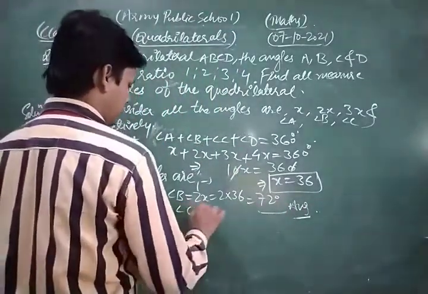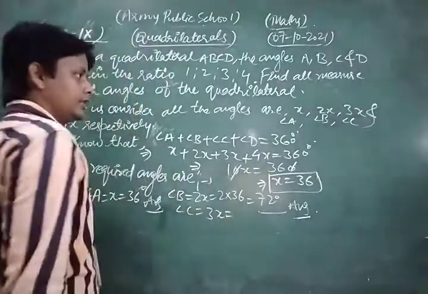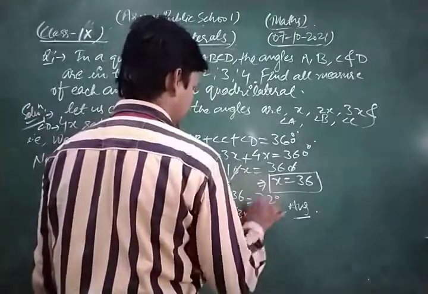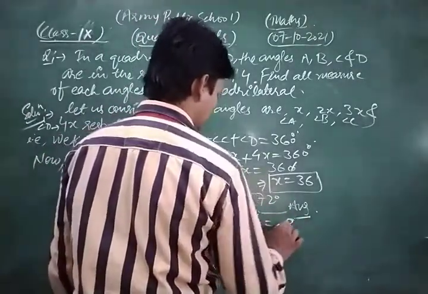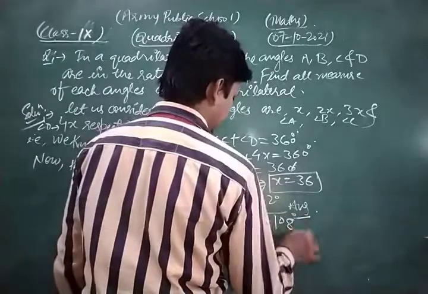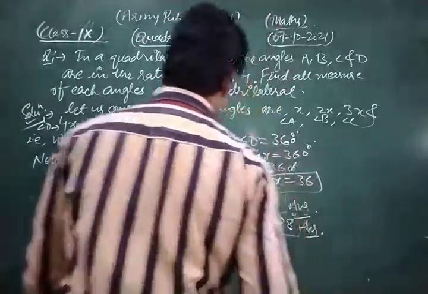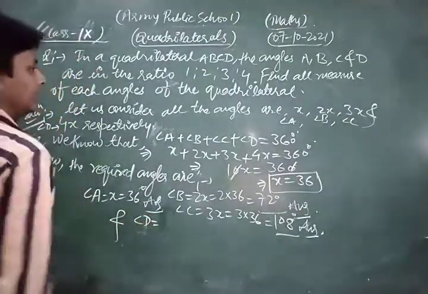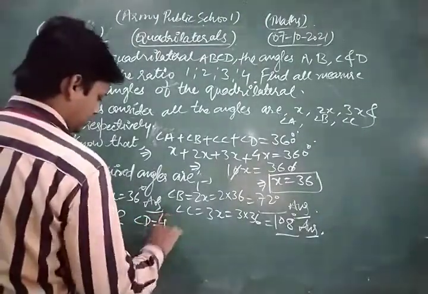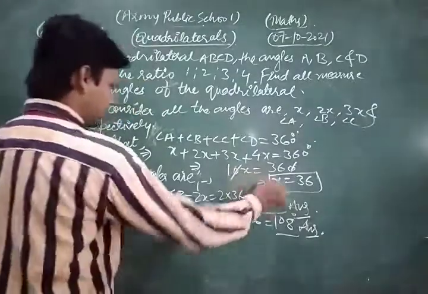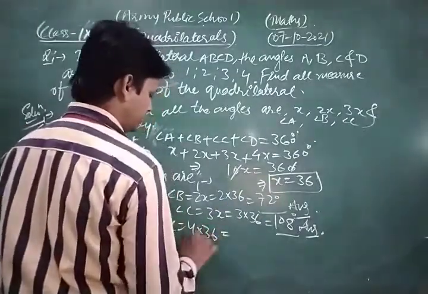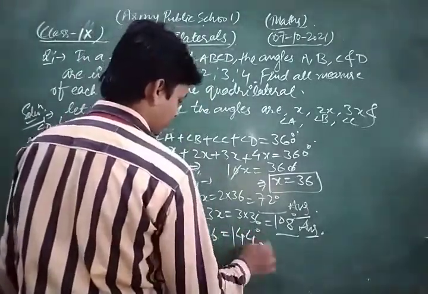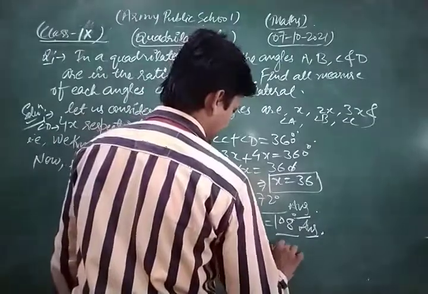Okay, angle C, that is 3x, so this is x is what, 36, 108 degrees. And angle D is what? 4x, that is 4 into x is what, 36. So we get 144 degrees. Okay, this is another angle.